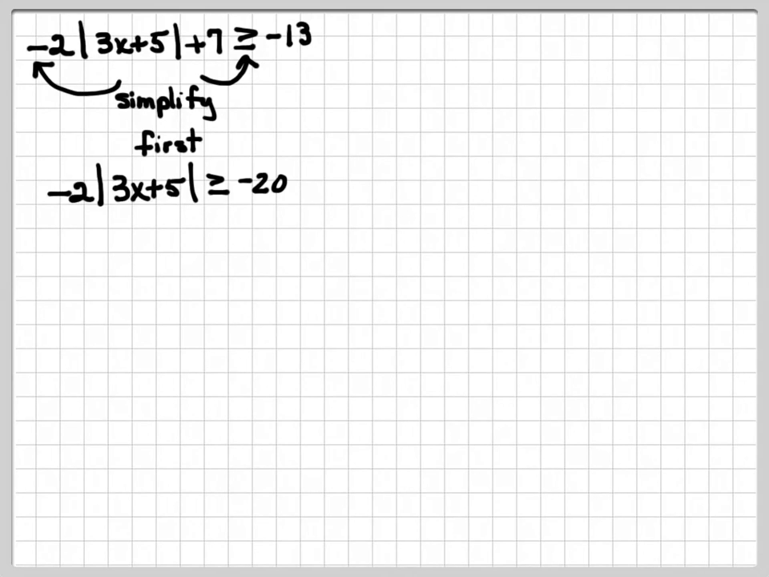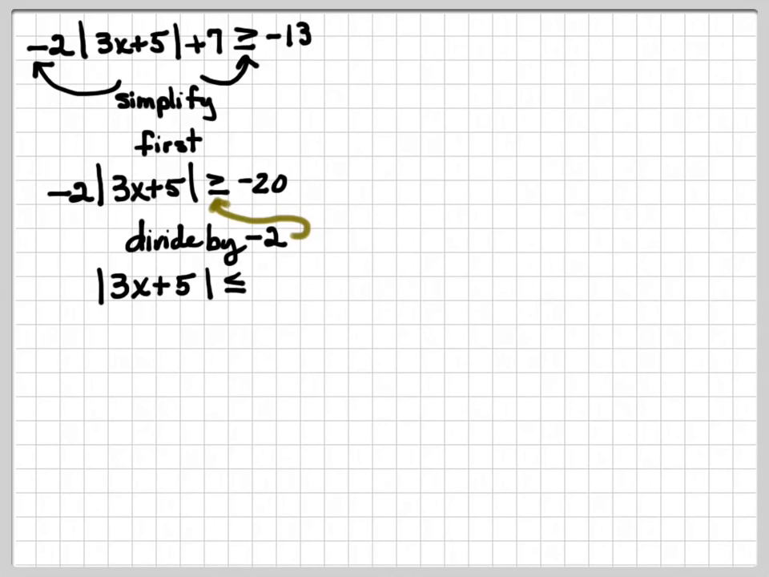If I simplify by subtracting 7 from both sides, I'm going to have negative 2 times the absolute value of 3x plus 5 is greater than or equal to negative 20. Now if I divide both sides by negative 2, that's going to flip my sign around. So I will have the absolute value of 3x plus 5 is now less than or equal to 10. Now I have my absolute value all by itself on the left, and I have a less than sign. So that means it's going to be a between.